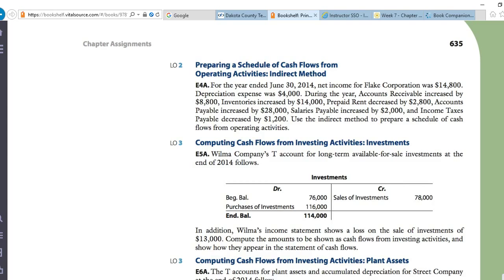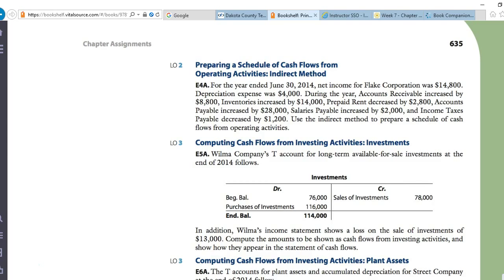For the year ended June 30th of 2014, net income for Flake Corporation was $14,800. Depreciation expense was $4,000. During the year, accounts receivable increased by $8,800. Inventories increased by $14,000. Prepaid rent, which is an asset, decreased by $2,800. Accounts payable increased by $28,000.